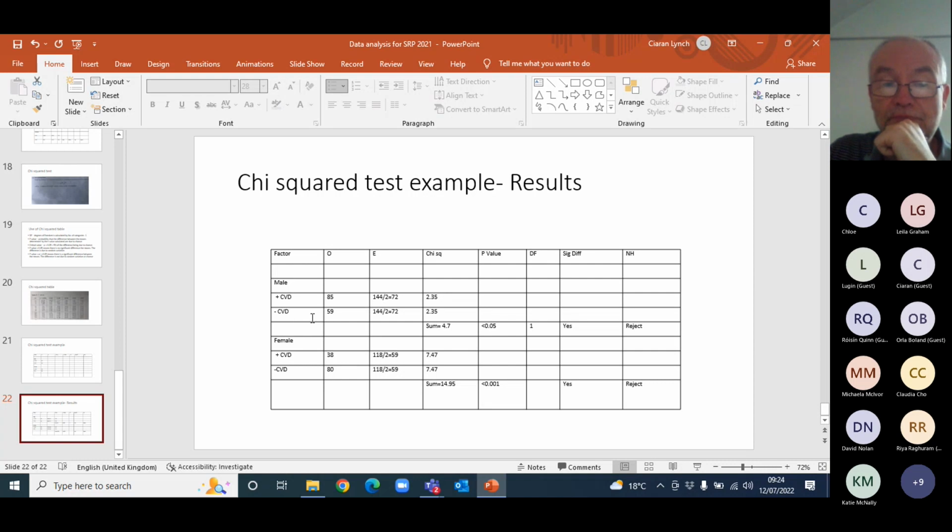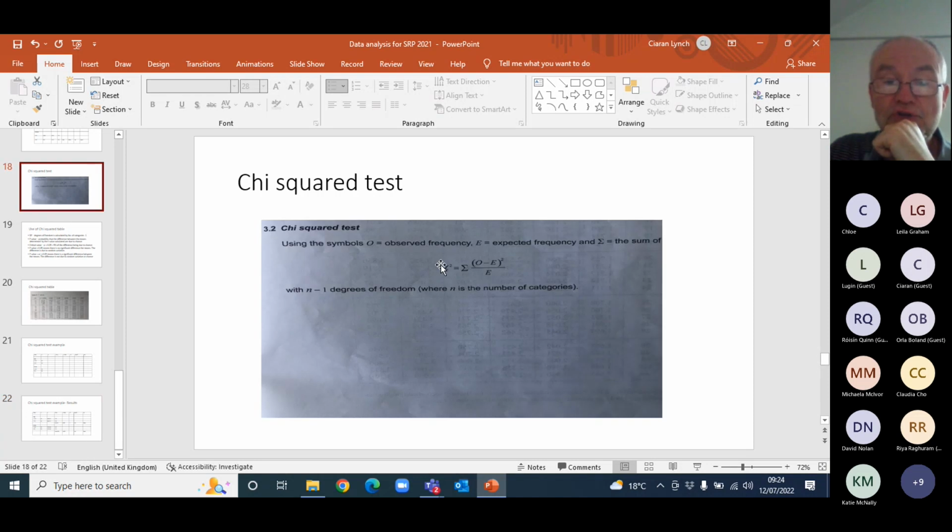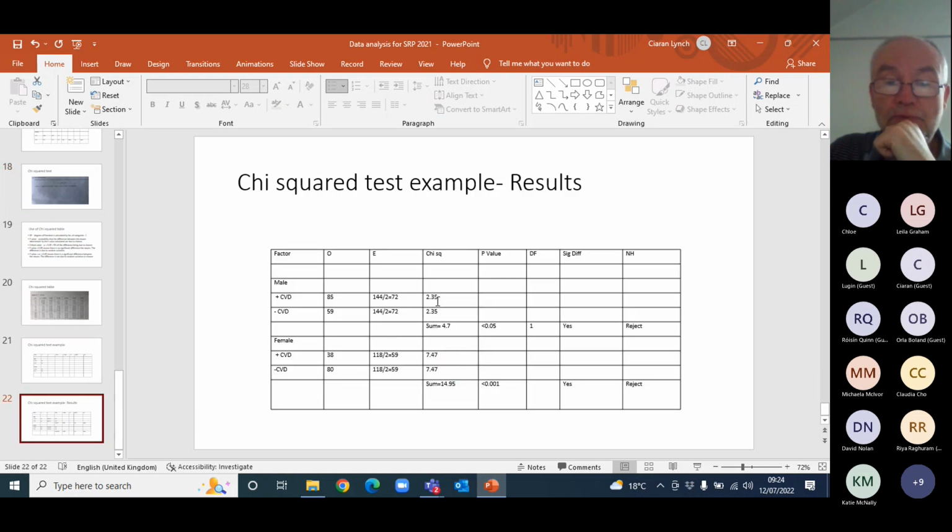I do the same for this one. Observed minus expected squared divided by the expected, 2.35. And then because this is sum of, add them up, I have added 2.35 and 2.35 to give me 4.7. Now, once I get 4.7, I can then go to my chi-squared table. And if you look at your chi-squared table there in your data sheets that you have open from the CCEA website.